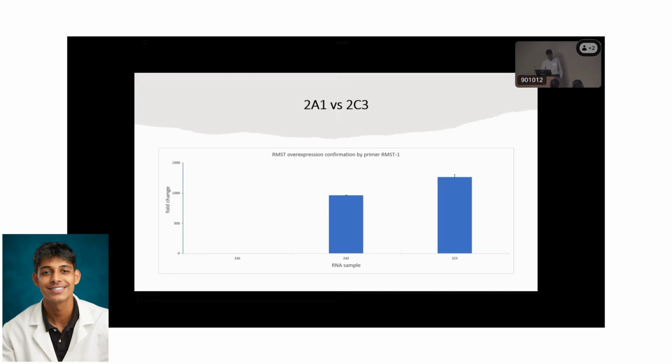So as you can see, there's a significantly greater amount of 2C3, which again is on the far right. There's a significantly greater amount of RMST expression in 2C3 than in 2A1, meaning that I can compare the 2C3 and 2A1 cells to determine what the role of RMST was in glioblastoma. The middle cells show 2A3, which is also a type of glioblastoma cells with RMST overexpression, but it was not a focus during my internship.